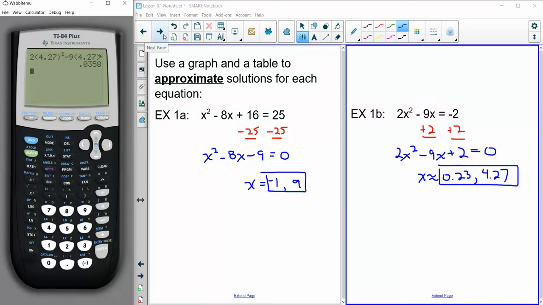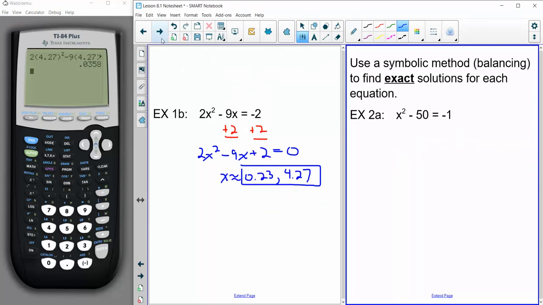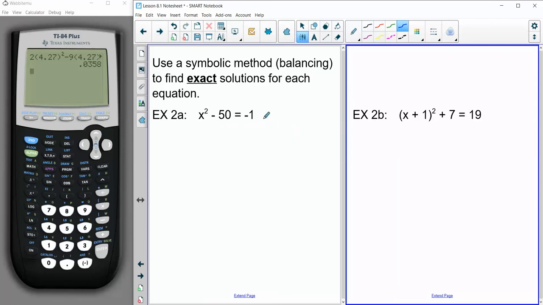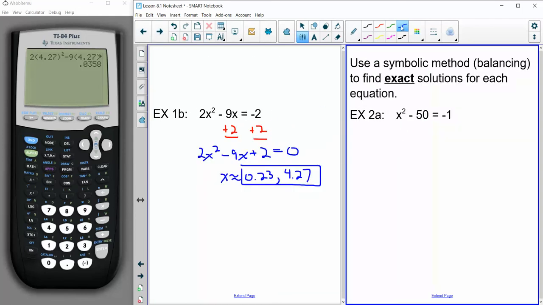All right, so there's a limit here using the calculator. We can't get the exact answer, but that's a rounded answer. All right, now we're going to use a symbolic method, balancing, to find exact solutions. Those were, 1A was exact, 1B wasn't. Okay, so let's go through this. I'm going to actually get x by itself this time, so I'm going to add 50 to both sides. That'll give me x squared equals 49. And then I'm going to take the square root of both sides, and that'll give me my solution, actually.